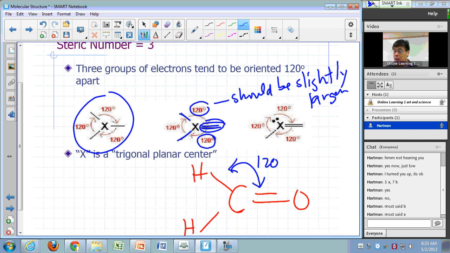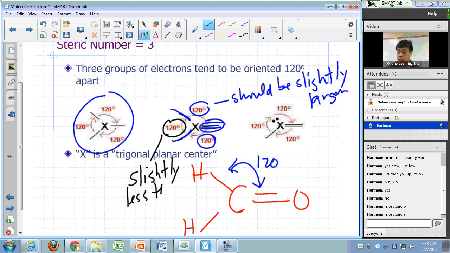Because you have more electrons in a double bond, it would tend to push these single bonds a little closer together. So this angle over here is going to be slightly less than 120. But 120 should be just fine for approximate purposes. Okay? And then if you have a single bond, a double bond, and a lone pair, that's again 3 different groups. So approximately they're going to be 120 degrees apart.